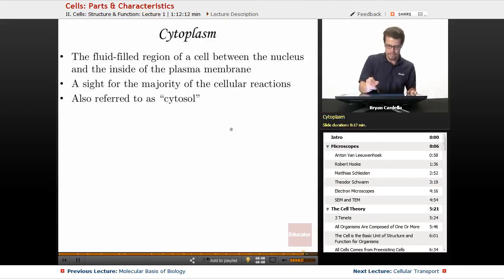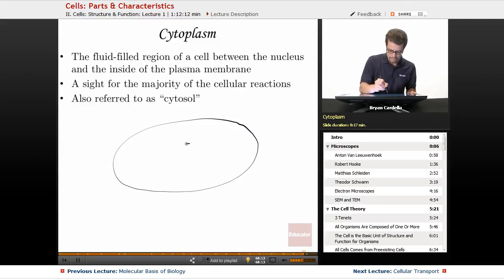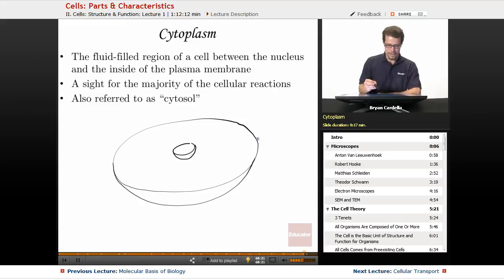And then cytoplasm. I'm just going to draw a brief picture here. There's a cell, nucleus. So of course this is eukaryotic. There we go. It looks three-dimensional enough. So the cytoplasm is the fluid-filled region of a cell between the nucleus and the inside of the plasma membrane.